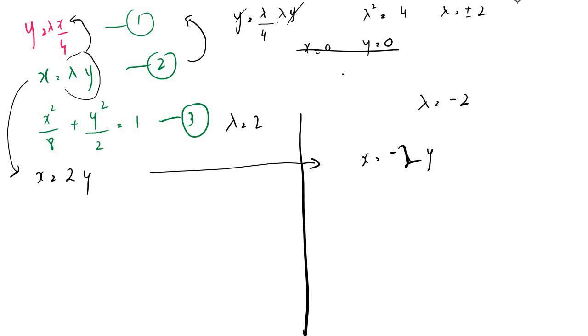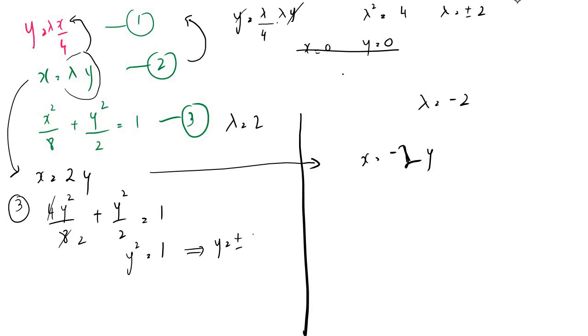So if x is equal to 2y, let's substitute it into equation 3. When you substitute into 3, you get 4y squared over 8 plus y squared over 2 equals 1. If you simplify this further, you get half y squared plus half y squared, which is y squared equals 1. This implies y is equal to plus or minus 1.